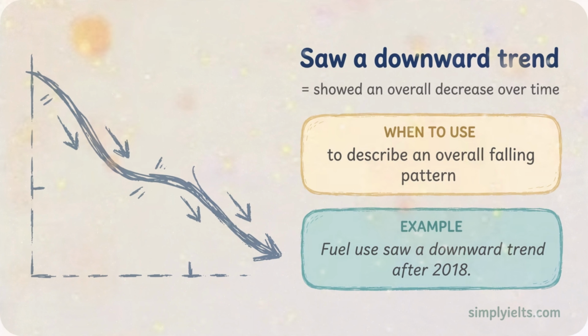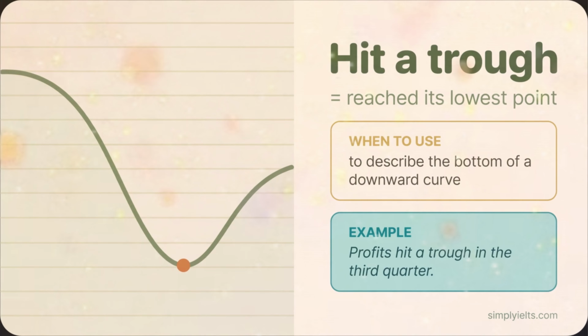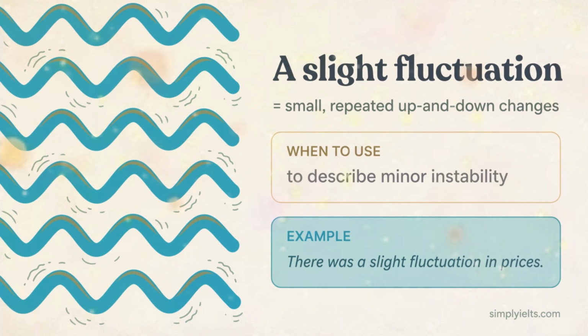If you need to describe the bottom of a downward curve, use the phrase, hit a trough. For example, profits hit a trough in the third quarter. A slight fluctuation describes small, repeated up and down changes. It is useful for describing minor instability, like, there was a slight fluctuation in prices.